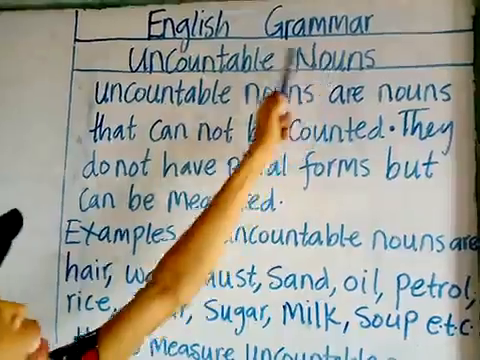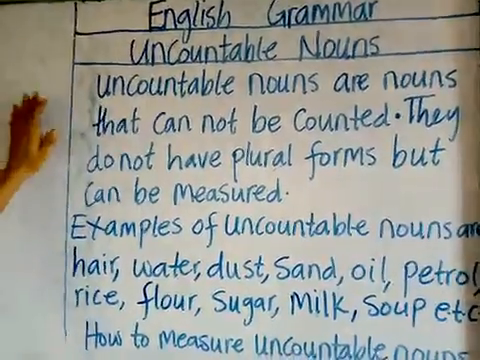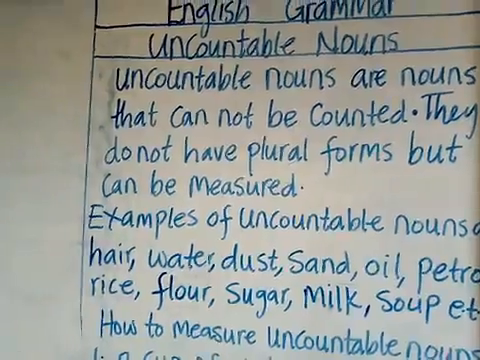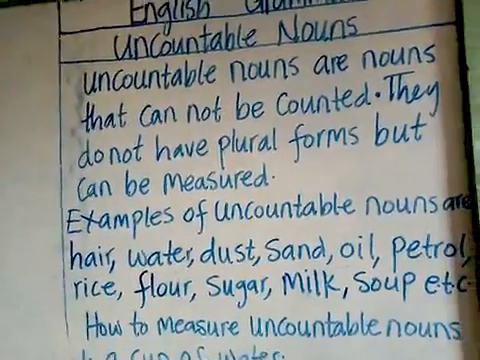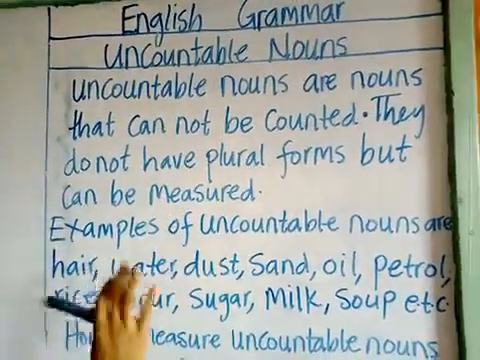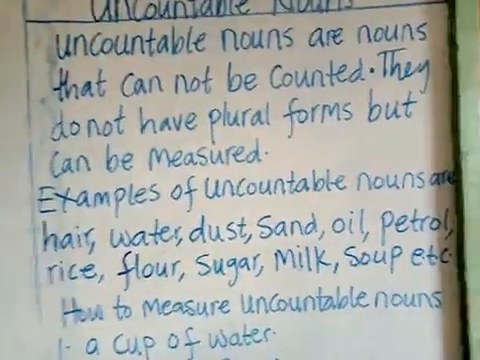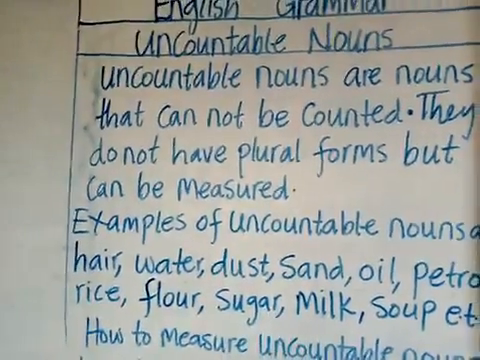Uncountable nouns. Last Monday we looked at countable nouns, that is nouns that we can count. Anything that you can count and give a number to is called what? Countable noun. But today we are looking at uncountable nouns so that we can balance up that topic very well. So when you're talking, you can say countable and uncountable nouns. So that's what we are looking at today.